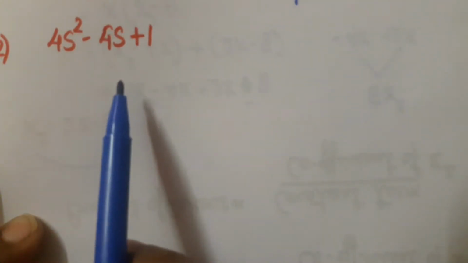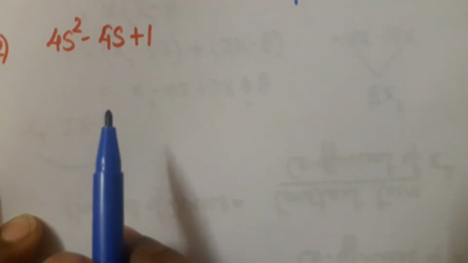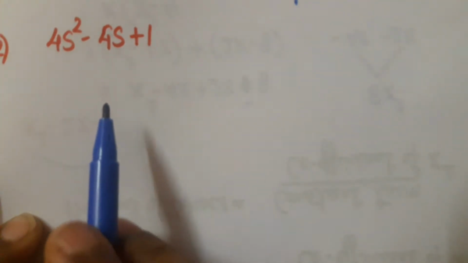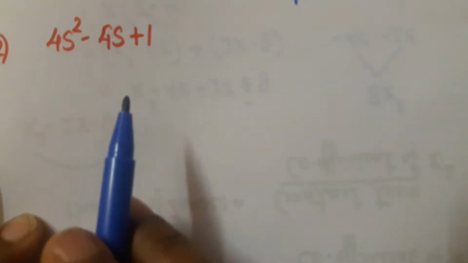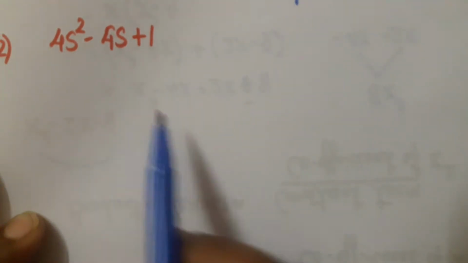First problem I showed you in both the methods: the alternate method, that is by using the formula, and along with that I showed you by taking factors. Now here I will show you how to find the sum of the zeros and product of the zeros using the factor method. Okay, so let me multiply this.